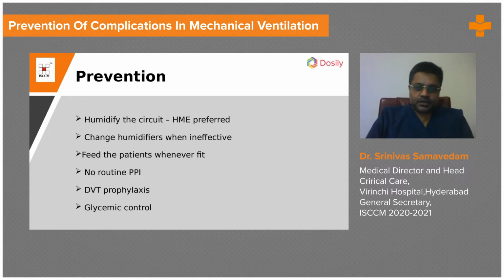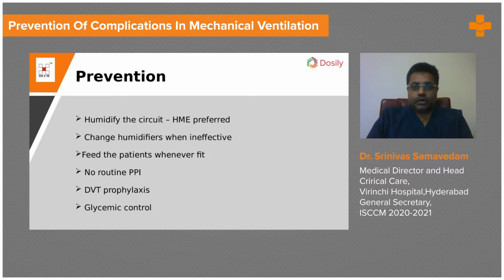There is a choice for you in a normal situation to choose between a heated humidifier and a heat and moisture exchanger, but in a COVID situation, the heated humidifiers or the cascade humidifiers or the wick humidifiers are not recommended. You are supposed to use the viral cum HME filter on both the expiratory and the inspiratory limbs of the ventilator circuit. And there should be enough moisture in the endotracheal tube for you to say that your humidification is working.